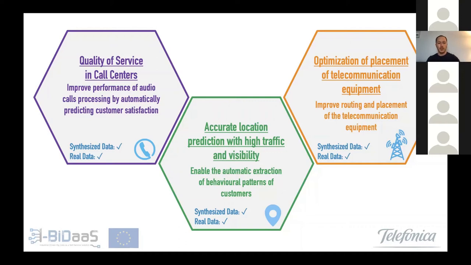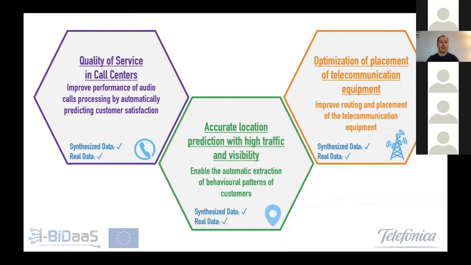The second use case is about understanding how we can optimize the placement of telecommunication equipment. This would allow us to improve the routing and placement of equipment in an urban environment. So in this particular use case, we're trying to understand basically if our hardware, our antennas, our cell sites are overperforming or underperforming and under which circumstances, so that we can inform a more strategic placement of new equipment or move around the existing hardware.